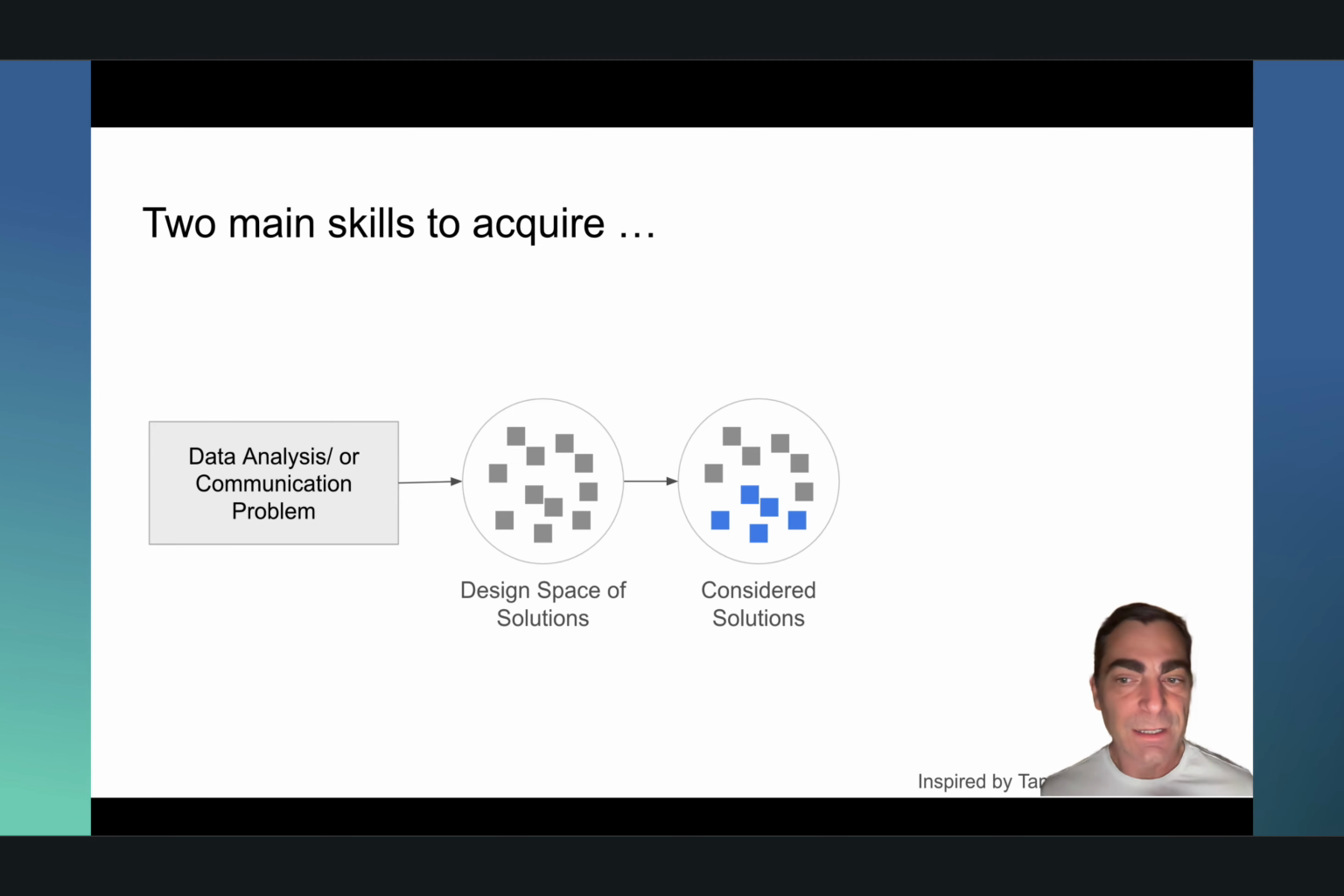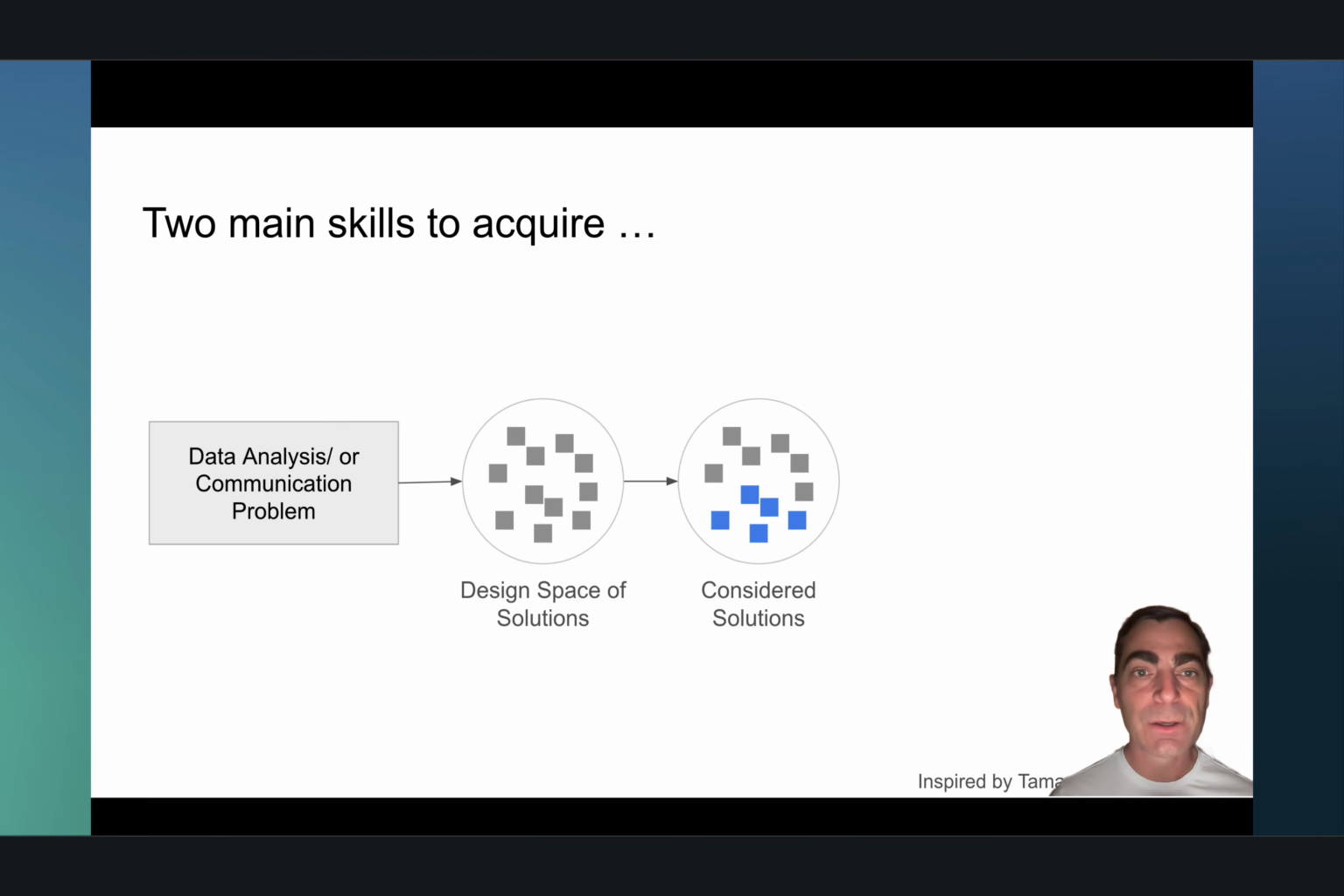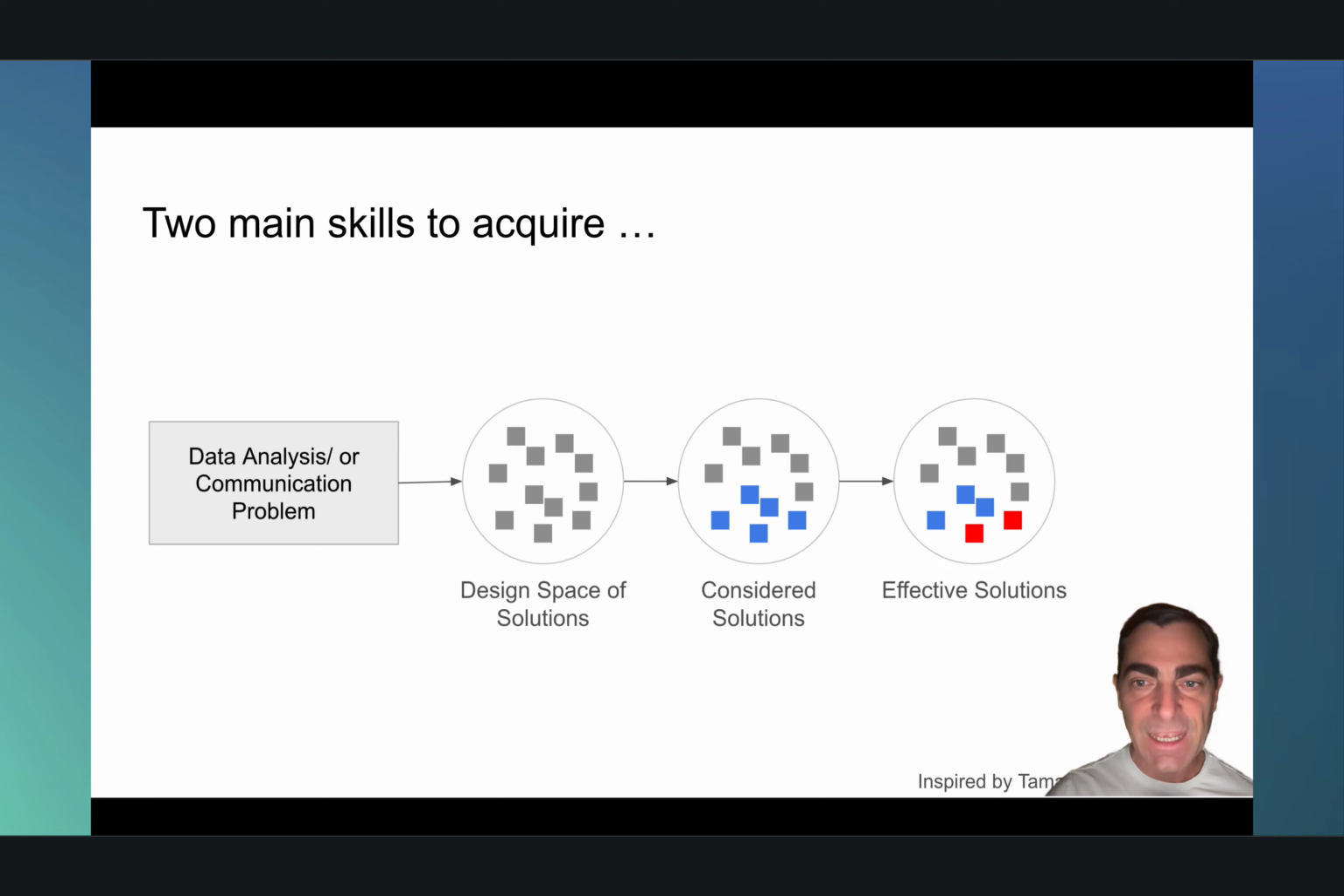It's very likely that you don't have a full knowledge or access to all the possible solutions. So you search within this space, and there are some solutions that you consider as possible or plausible or applicable, right? These are the considered solutions. And within these, you pick the effective solution or solutions to use for your problem.